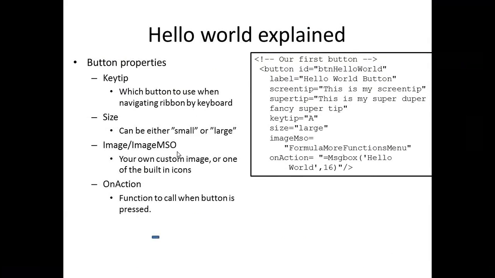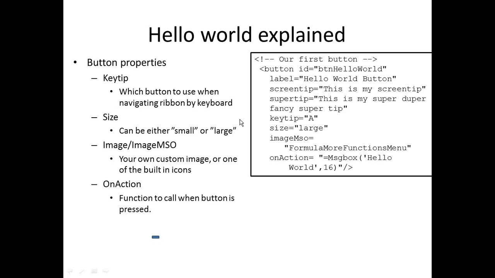So a few more properties here. There's the key tip. That's the button to use when navigating the ribbon by the keyboard. I believe if you press Alt while in your application, it will show the key tip on top of the button. This is similar to how you could use shortcuts for your toolbars in previous versions.